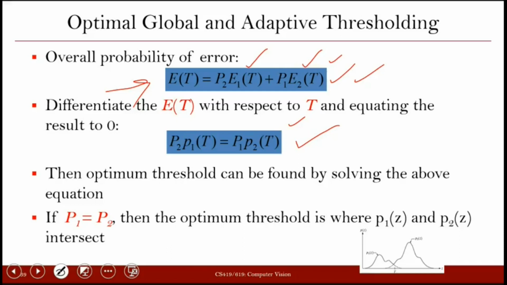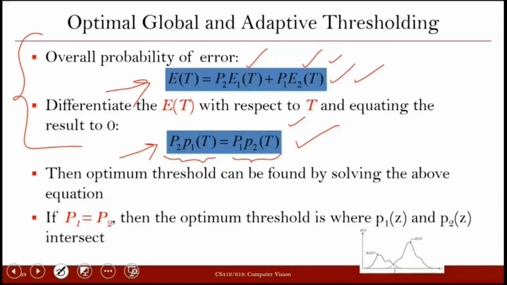Okay. So what is the summary of these two steps? It says that if you want to choose the optimum threshold, it is going to come from this equation. We have to choose such a threshold T which gives us P2 times P1T same as P1 times P2T. Right? That's the criteria.